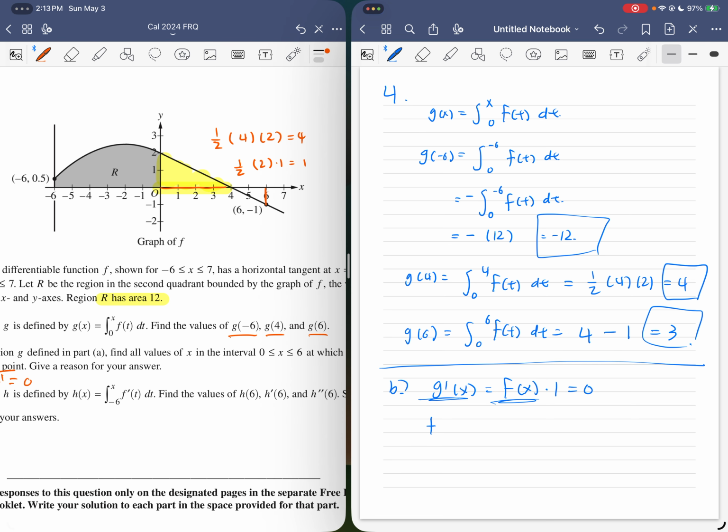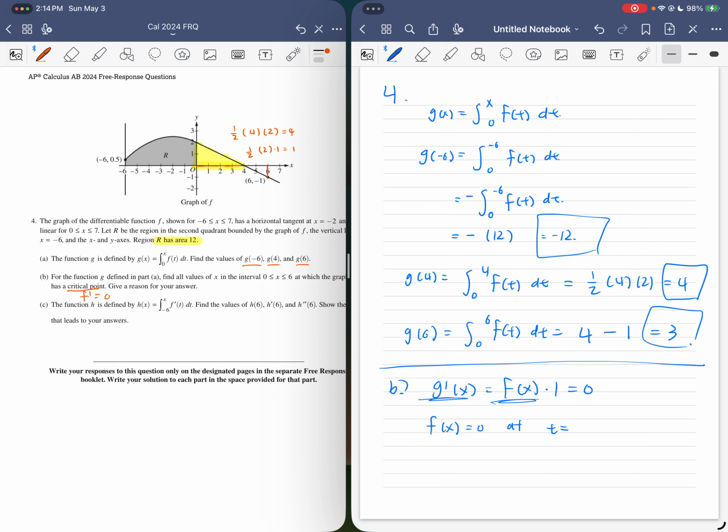So you just write f of x, which is g prime of x, is equal to 0 at what? T equals, wait, should I say t? No, x, actually it's x. At x equals 4. That's it. That easy.